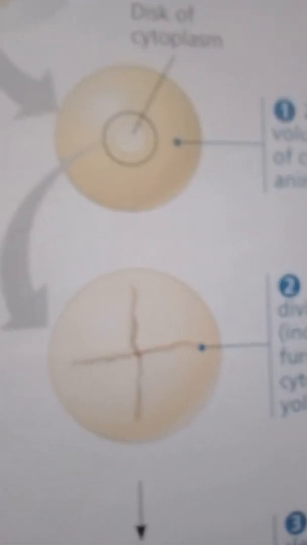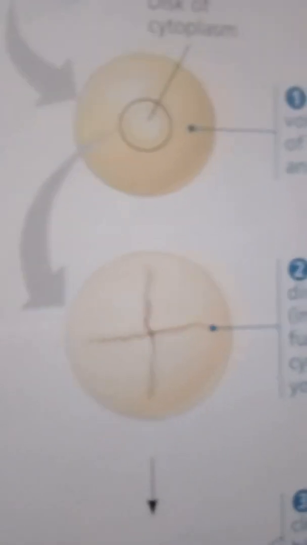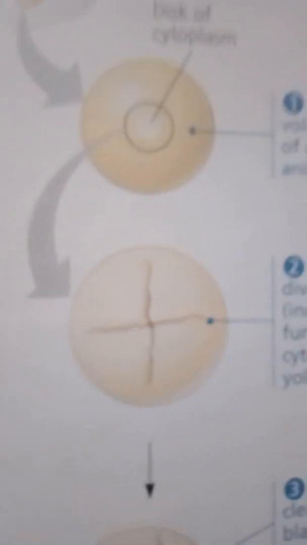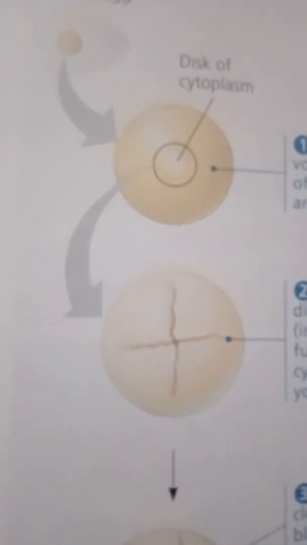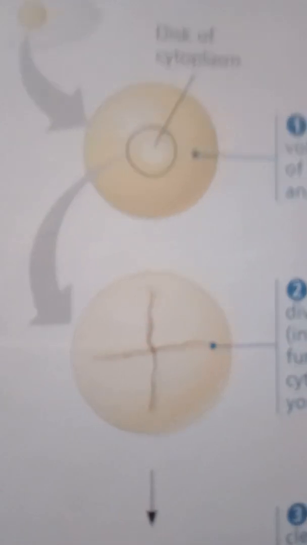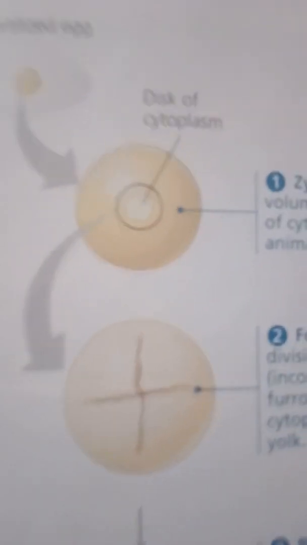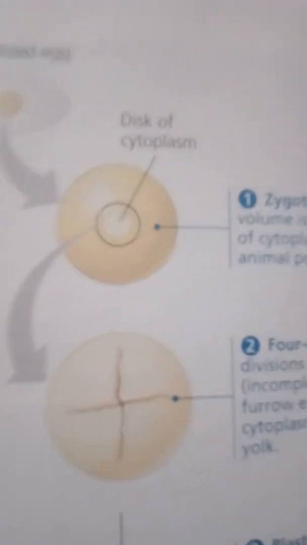Yolk is most plentiful and has its most pronounced effect on cleavage in the eggs of birds, other reptiles, many fishes, and insects. In birds, for example, the part of the egg we commonly call the yolk is actually the egg cell swollen with yolk nutrients. There is a very small disk of actual cytoplasm located at the animal pole.